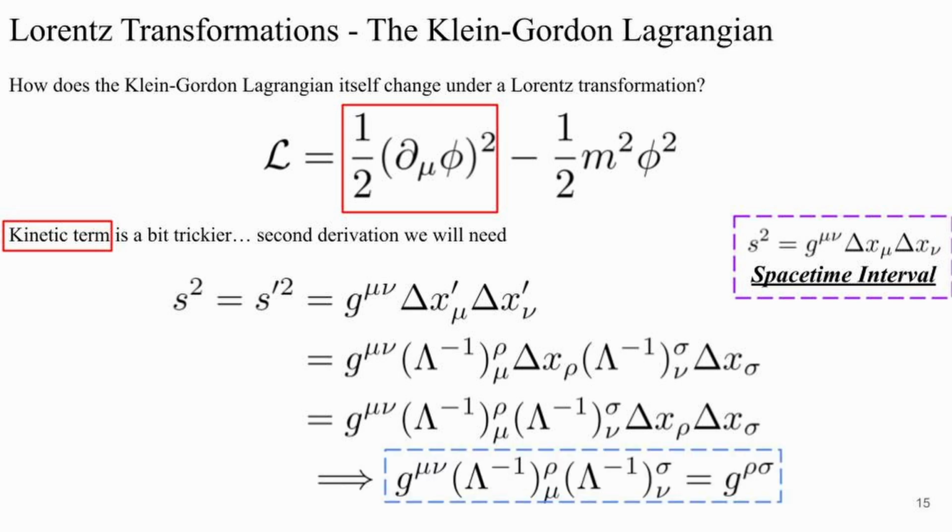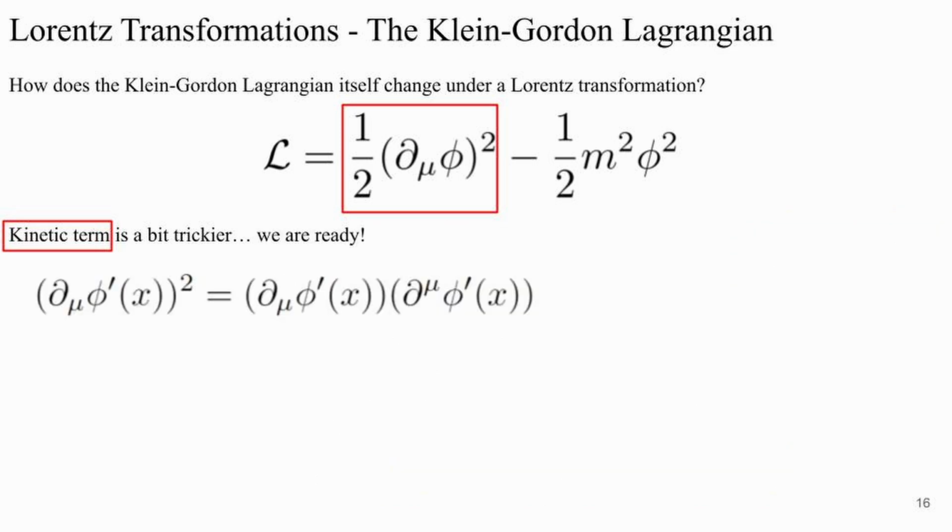So to match the form of the space-time interval given in the purple square, which is the untransformed one, we see that we have to require that this product between the metric tensor and the 2 Lorentz transformations has to itself equal another metric tensor with different indices. In English, what this is saying is that the metric tensor itself is invariant under Lorentz transformations. And it's also important to note that the Lorentz transformations act independently on each of the 2 indices of the metric tensor.